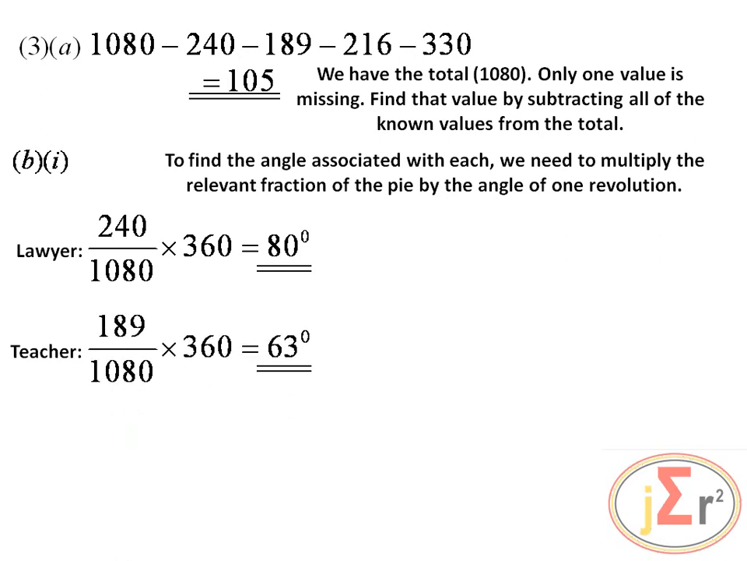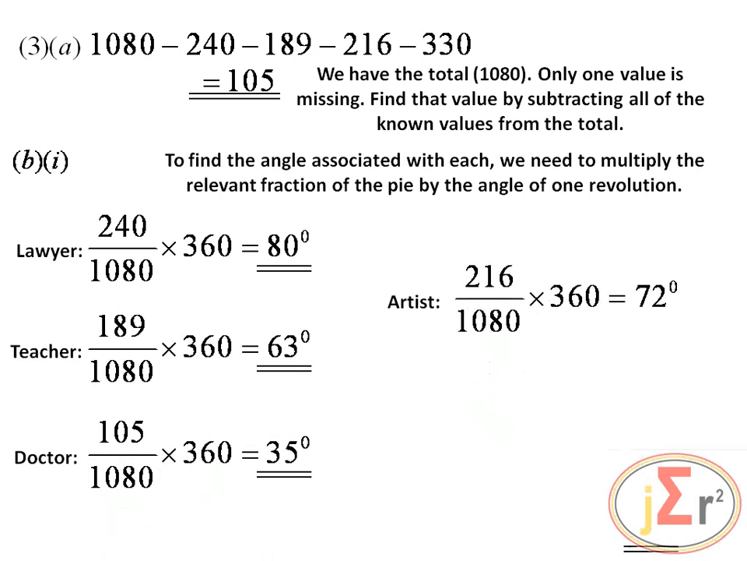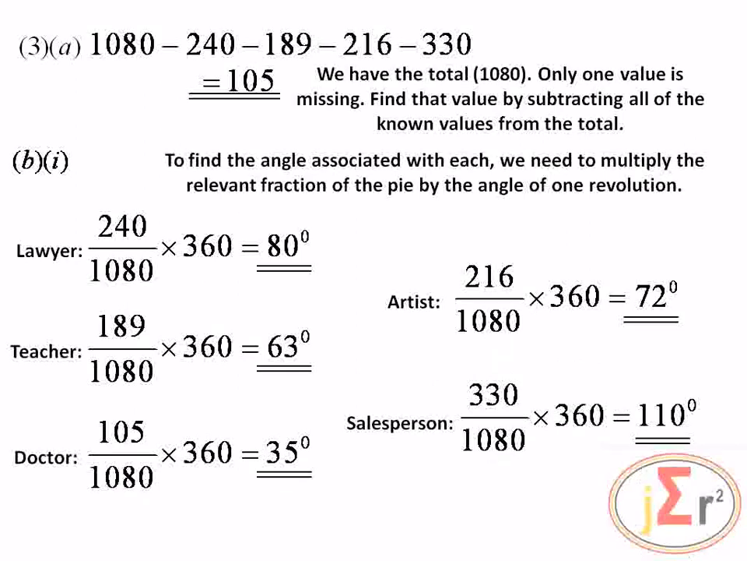We have 63 degrees. We do the same for doctor. Remember, we calculated it just now. 105 to be divided by 1,080 and we multiply that by 360. 35 degrees. Artist, 216 to be divided by 1,080 and that's 72 degrees. And for a salesperson, we have 110 degrees.